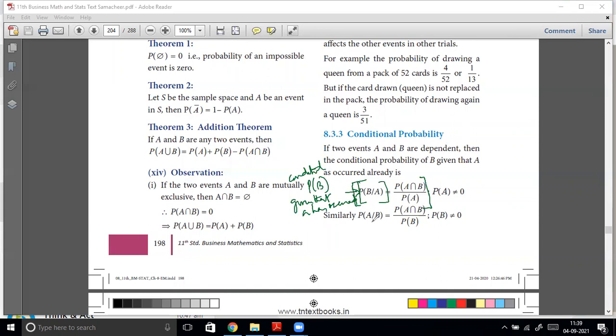Same way, the other way around. First A occurs, then that affects how B occurs. You can also say B occurs, then that affects how A occurs. Now A is a condition here.